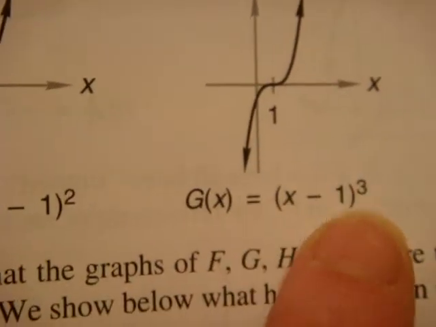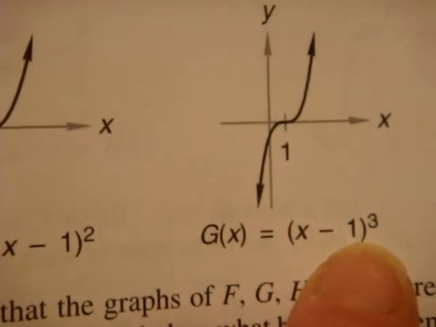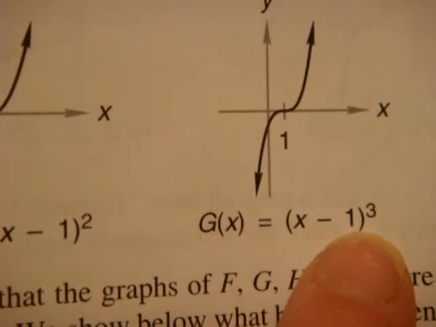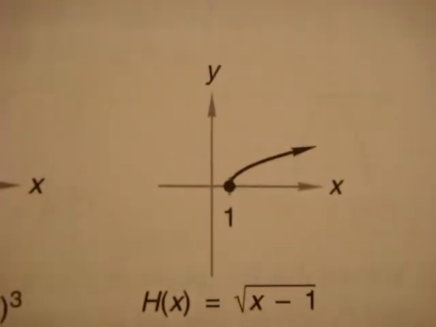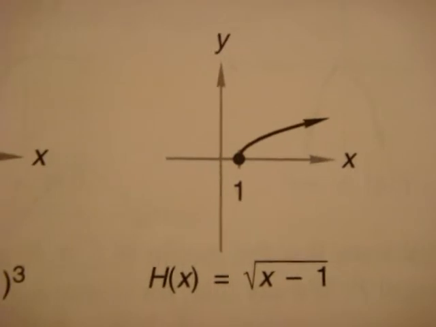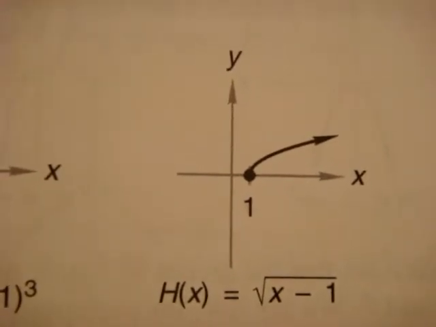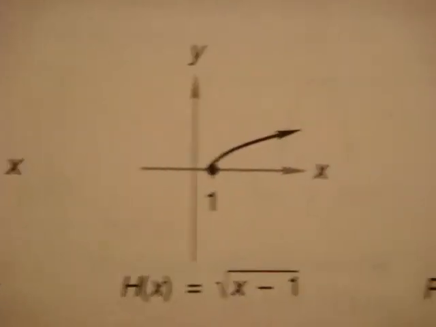It's in the parentheses, the minus 1 is in the parentheses, so it's going to move to the right, not to the left, even though it's minus. The same here with our cubic, or our square root one. We're subtracting 1 and it's underneath the square root, so it's going to move to the right one.